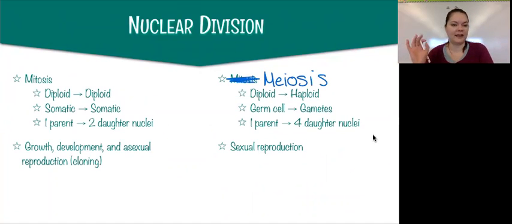This part of the unit, we're looking at mitosis. That's the stuff that I want to make sure that you're good with. During mitosis, we start with a diploid cell, we end with a diploid cell. We start with a somatic, which means body cell, and we end with a somatic body cell. We start with the exact same thing that we end with. The only difference is now there are two of them. They are identical to each other and identical to the parent.